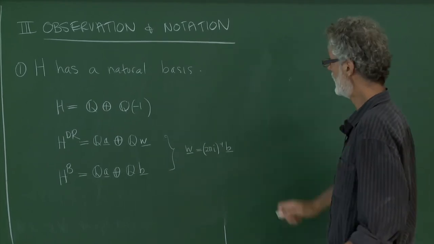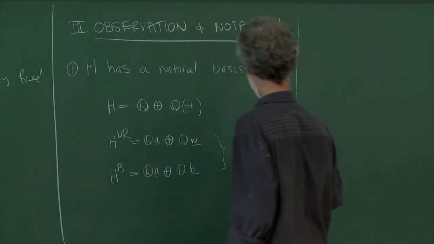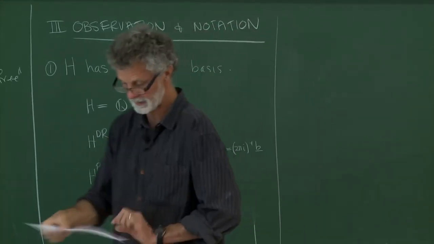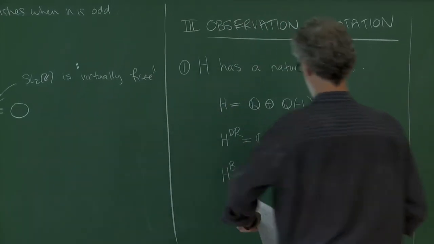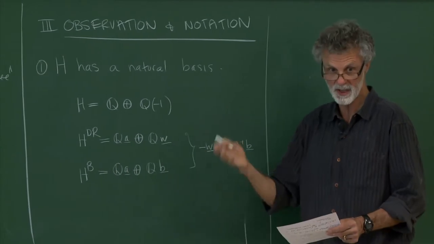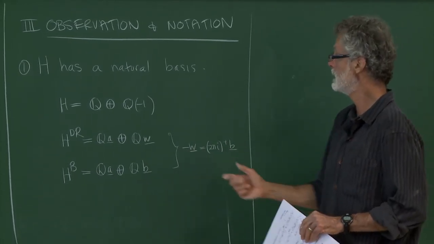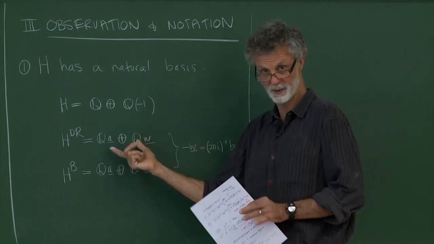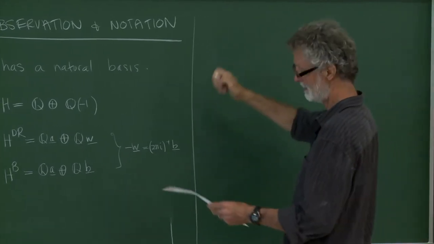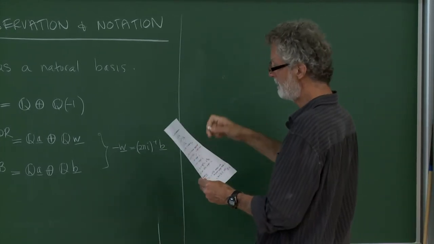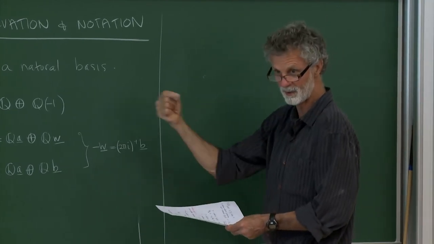Sorry, there should be a minus here. I'll put minus w equals that. So it's a direct sum, not an extension. The point I want to make is that SL2 has a natural torus, and we're going to have natural roots in all of this. The representation theory is trivial, but we want to nail down a torus and so on.